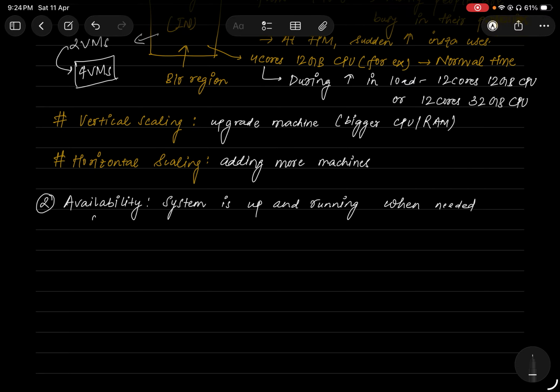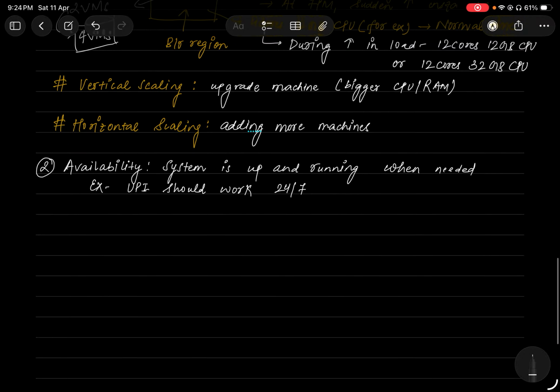We can take an example like UPI, Universal Payment Interface. It should work 24/7. So for this we need a machine, a system which is up every time. So this is the concept of availability. The third concept is latency.